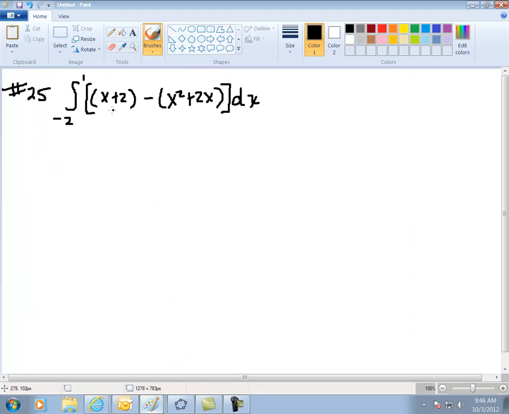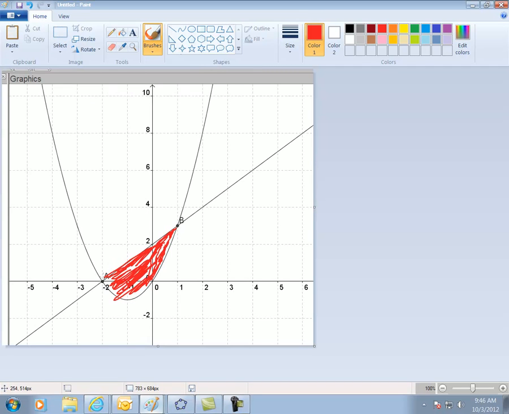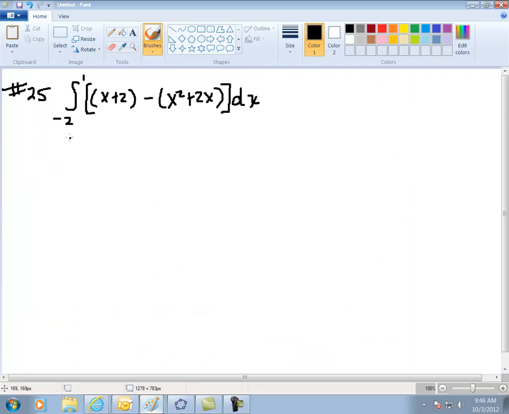So I've got the x plus 2 that was on top, subtract the x squared plus 2x, and now I'm integrating from -2 to 1. And that simply comes from where they intersect. Notice they intersect here at x equals -2, and they intersect again here at 1, so that's where my integral is coming from. So from here we just simply need to do the integral.